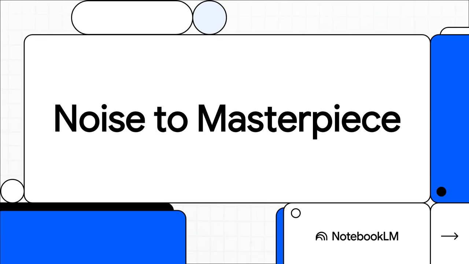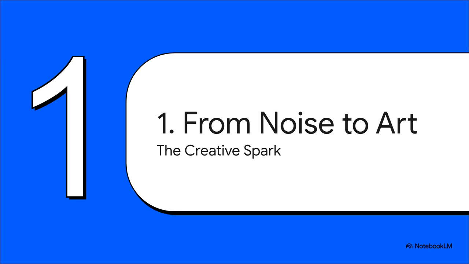Welcome to The Explainer. Today, we're going to pull back the curtain on the magic behind all those incredible AI-generated images, videos, and sounds you see everywhere. We're going to break down how a computer can start with pure, random static and somehow turn it into a masterpiece. Okay, so let's kick things off with something you've probably seen a million times by now.